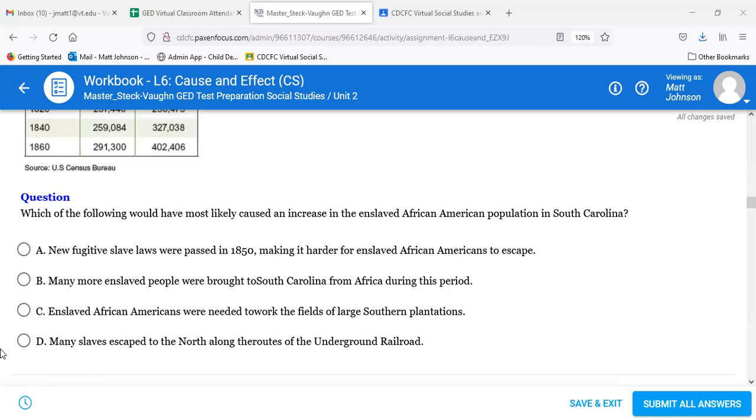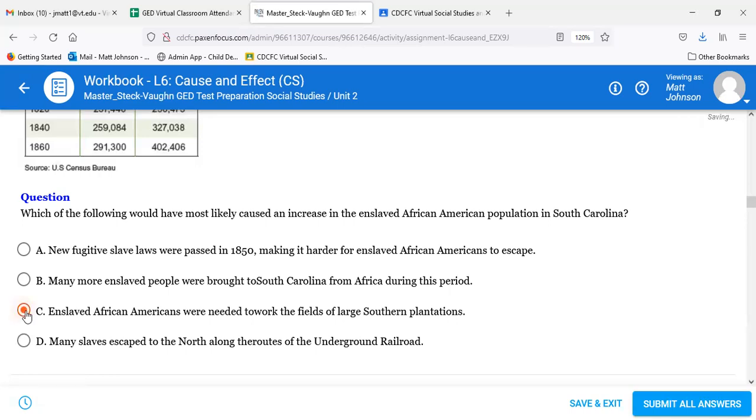C. Enslaved Americans were needed to work the fields of large southern plantations. D. Many slaves escaped to the north along the routes of the Underground Railroad. I think it's B. It's C for number 3.